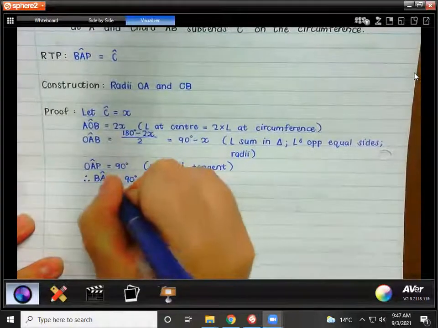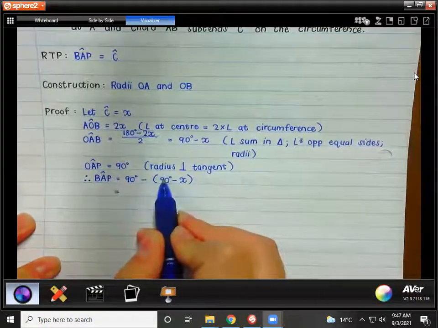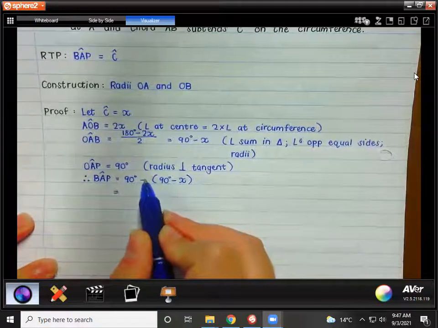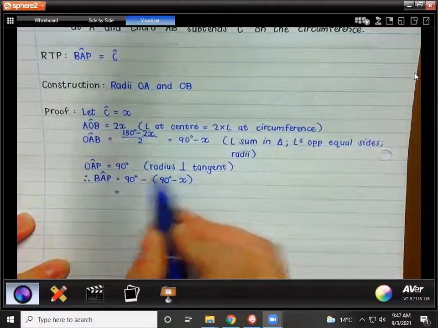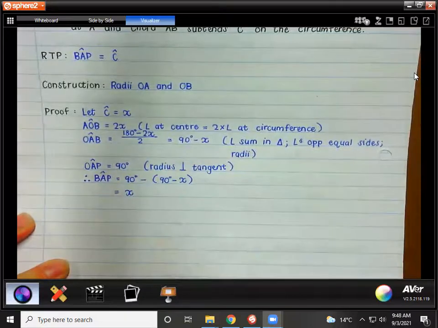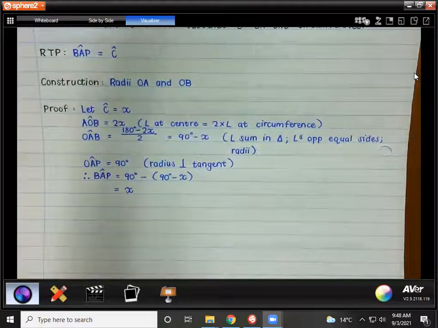And what is this going to give me? What's 90 minus 90? 0. And negative times a negative is positive. All right, so it's actually going to give me x. Sorry, Fayaz, do you want to say that?